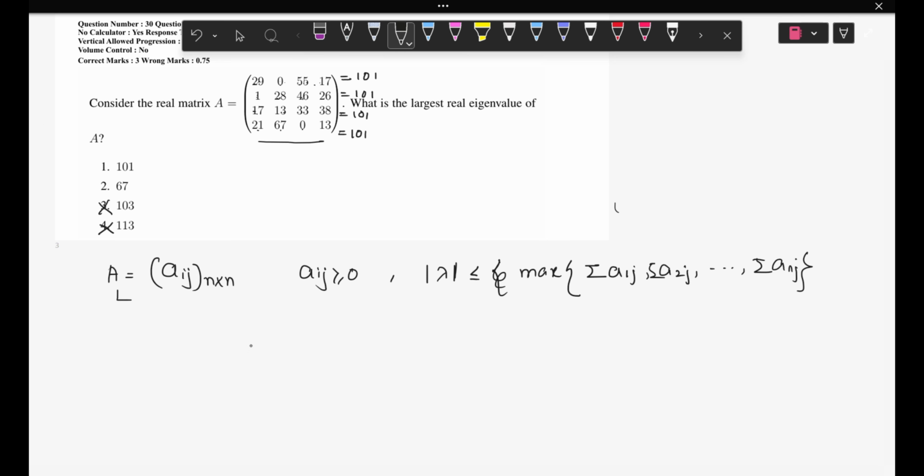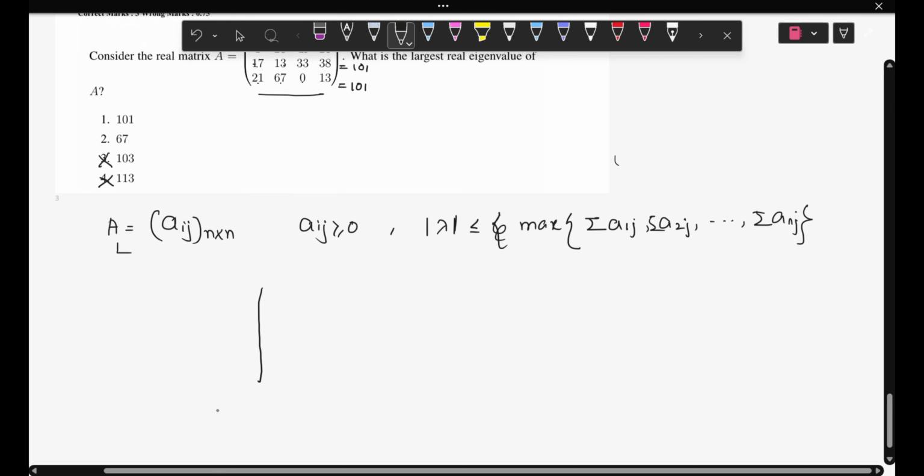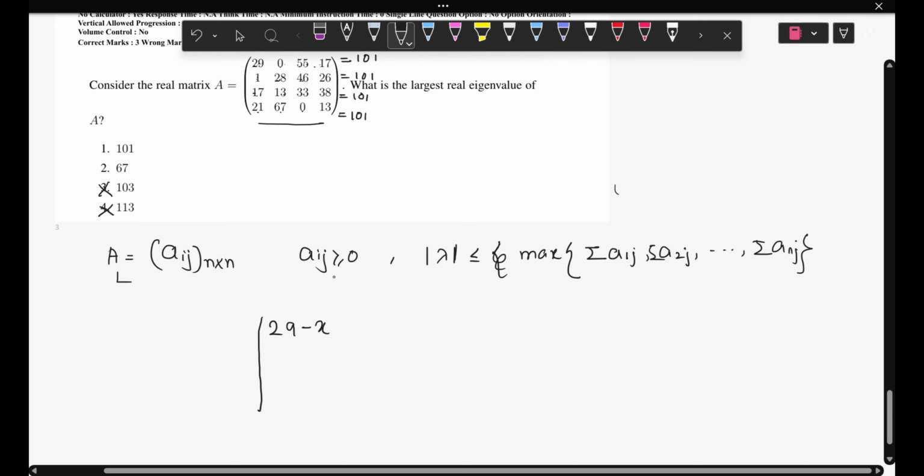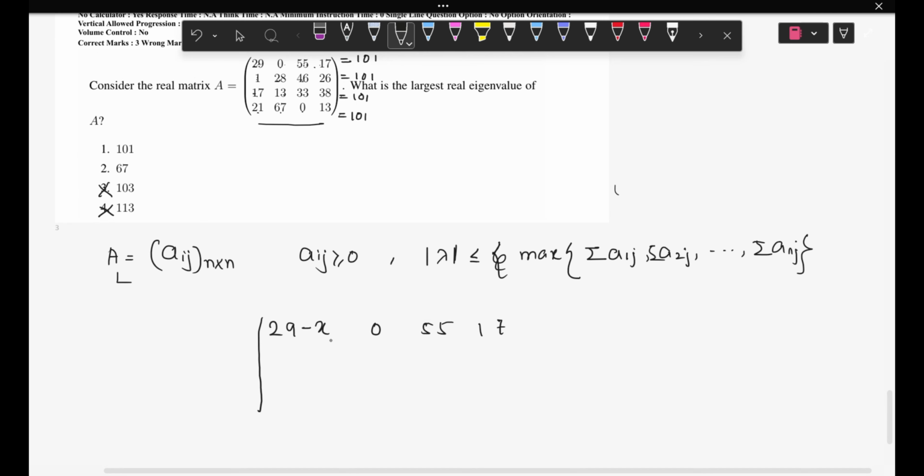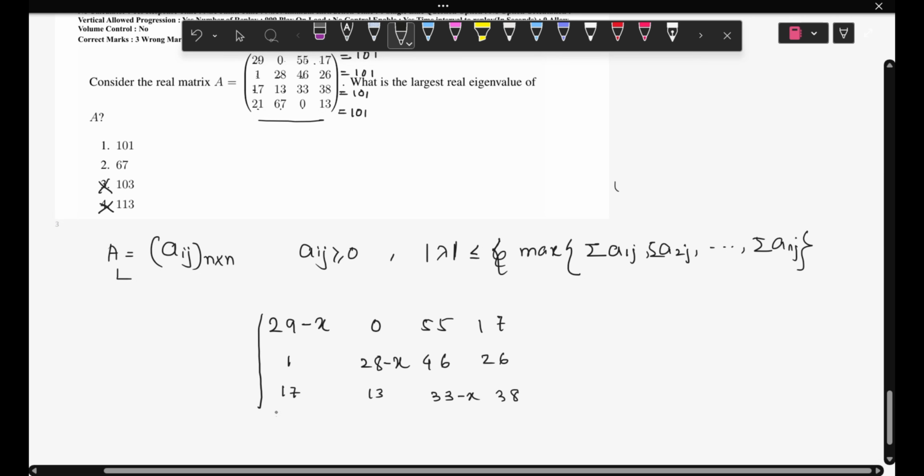Now let's write down the matrix. Now let's take the determinant of 29 minus x, 0, 55, 17; 1, 28 minus x, 46, 26; 17, 13, 33 minus x, 38; and 21, 67, 0, 13 minus x.